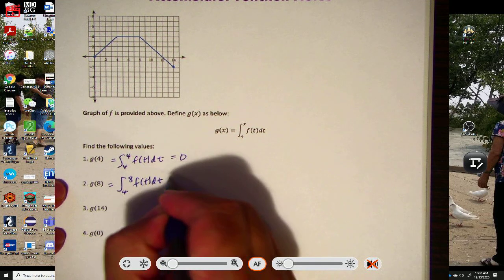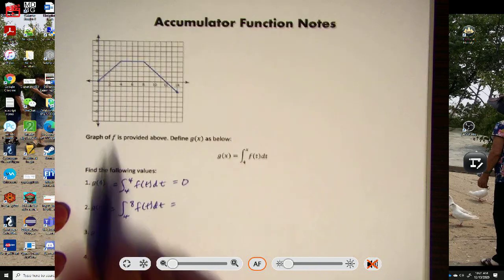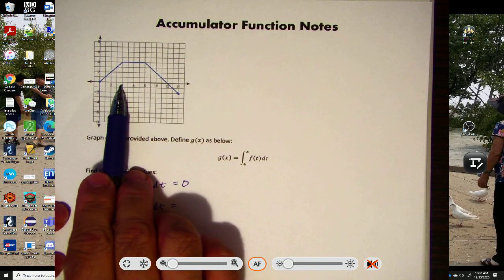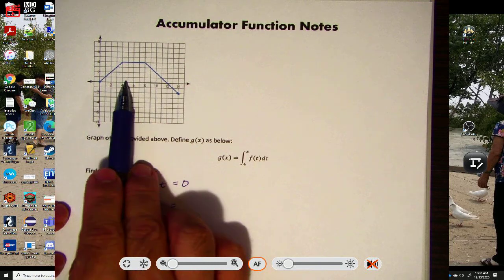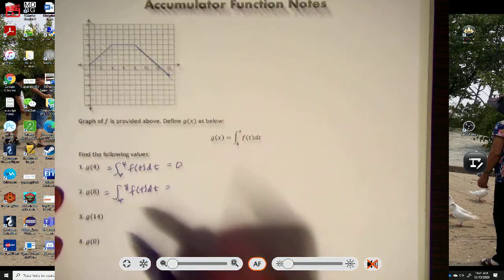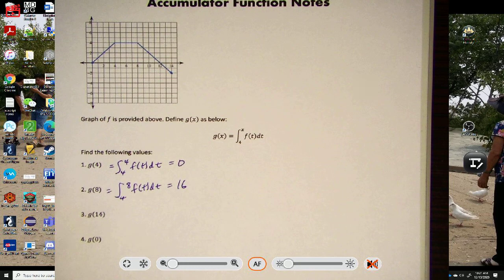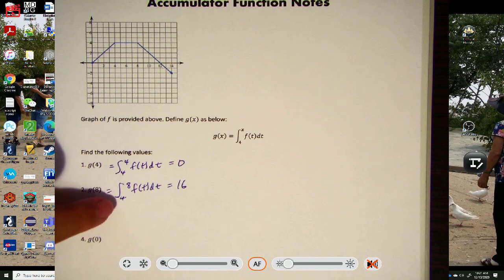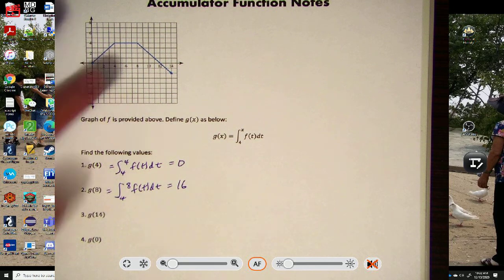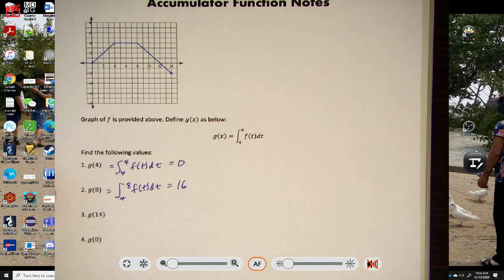Now this one I actually have to do something. I'm looking at t equals 4 to t equals 8, so just the area in here. That's 4 by 4, so that's 16. So that's all that is. You're going to find the area that represents the function f from 4 to 8 on this graph, and that's it. So what about g of 14?